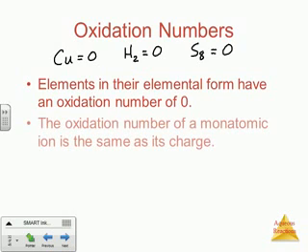The oxidation number of a monatomic ion is the same as its charge, and what we're talking about there are things like Na1+. I think I already gave this as an example. This is the charge on the sodium, a 1+ or +1. So its oxidation number is +1, same as its charge.